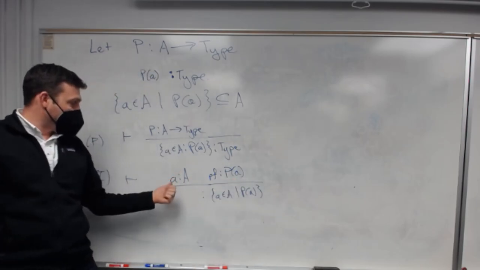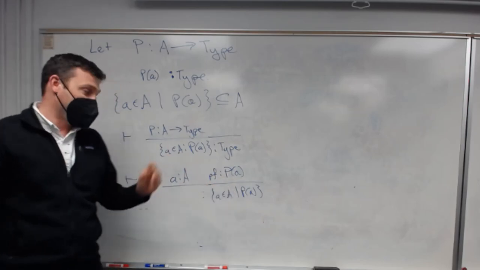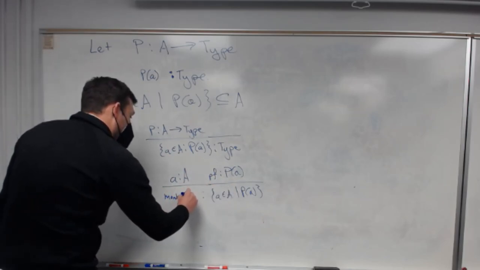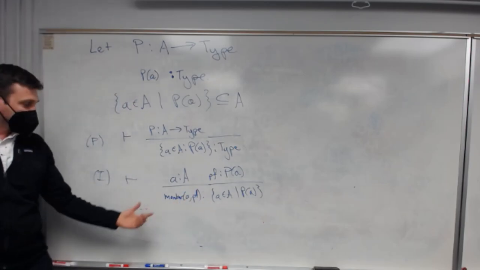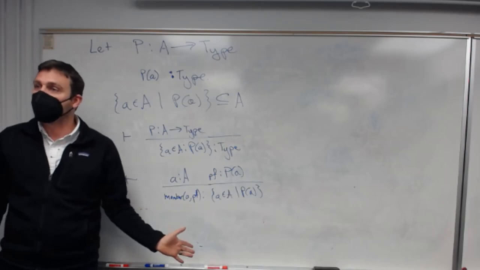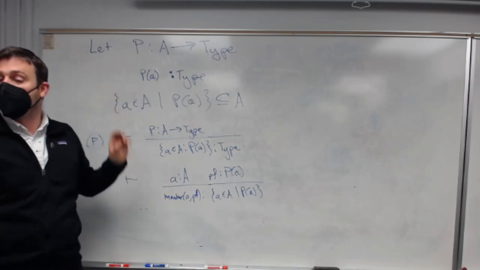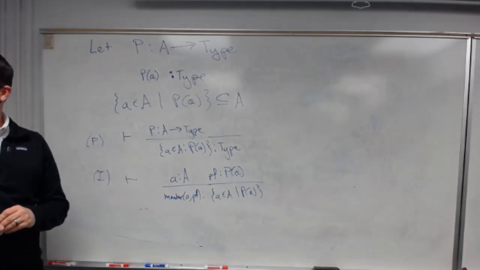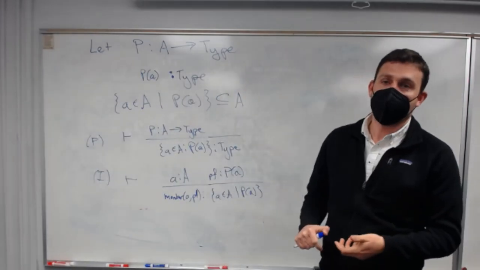You have to give me the element together with its evidence. Then I will have a member that depends on these two pieces of data. That's again just the name of my introduction law for this particular data type that I'm creating right here. All right, so I'm creating this type. Is this a subset of the original A?